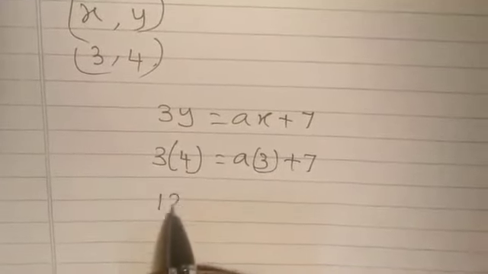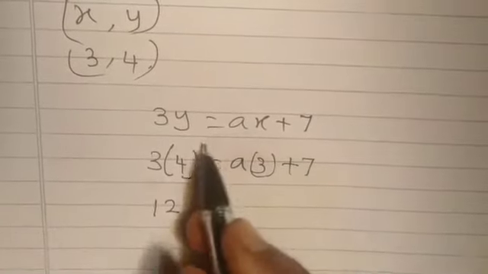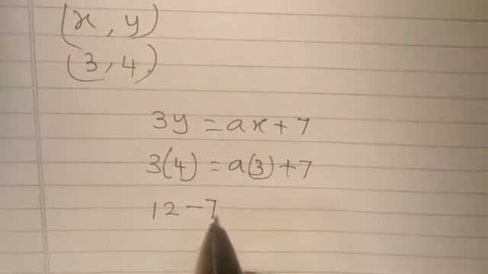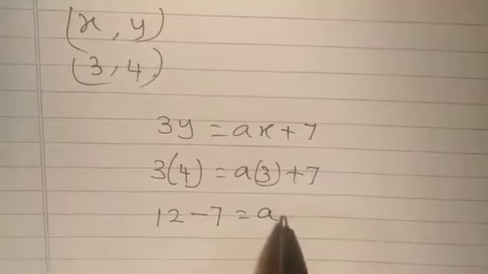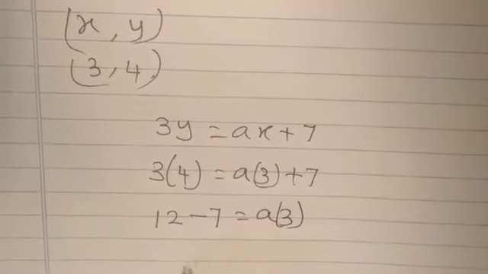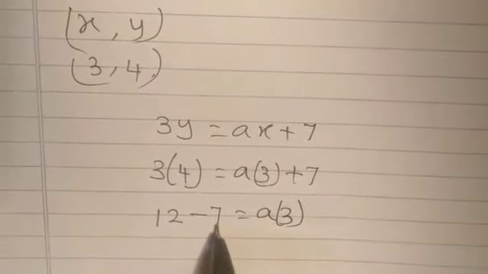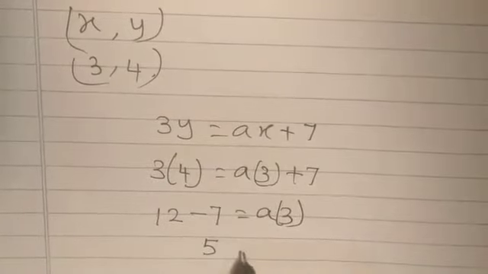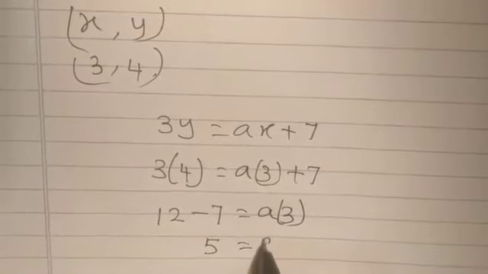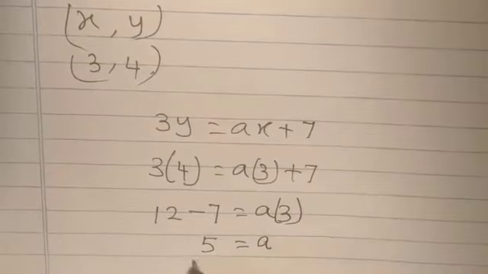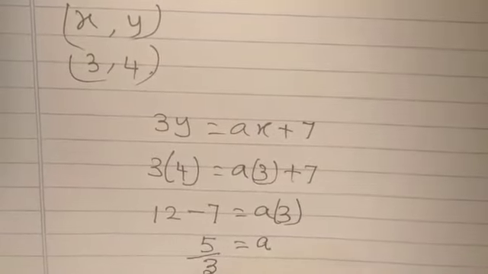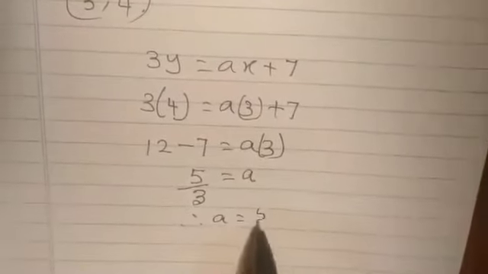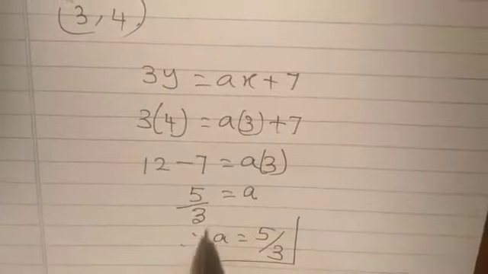3 4s are 12. Plus 7 will transfer to this side, it will become negative 7. 12 minus 7 equal to 3a. 12 minus 7 is 5, so 5 equal to 3a. a value is what we need. So this 3 will be divided here. Therefore a equal to 5 by 3 is our answer.